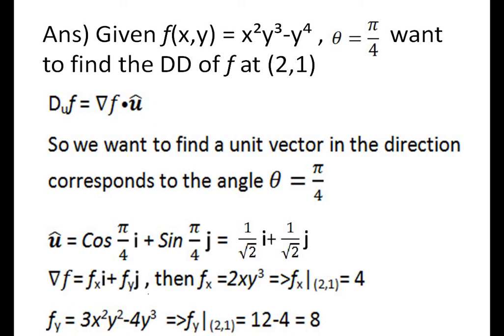That is f_x is equal to 2xy cubed, which implies f_x at the point (2, 1) equal to 4, and f_y equal to 3y squared x squared minus 4y cubed, whose value at the point (2, 1) equal to 12 minus 4, that's equal to 8. Then we get the unit vector u cap and the gradient vector del f, then taking their dot product, which gives the directional derivative of that function.